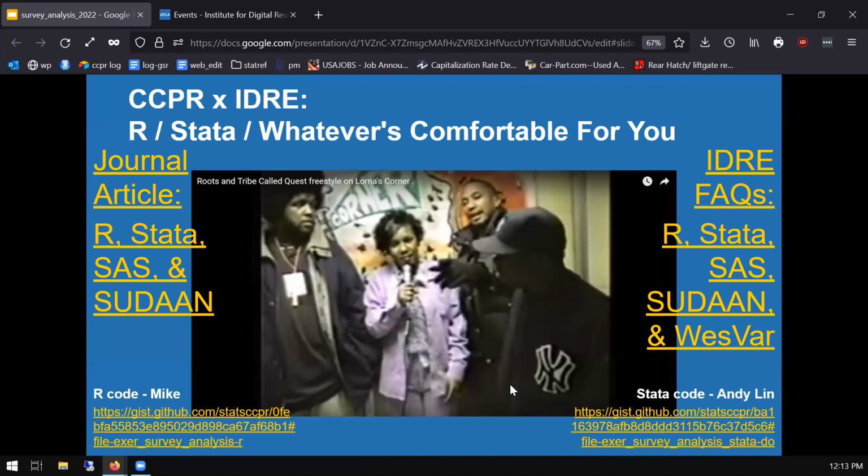For those familiar with the background, on the left you have Questlove from the Roots and on the right the legendary A Tribe Called Quest. I think they rarely perform together, but in this one instance on camera, they did a show together. So it's kind of like whether you want to do survey analysis in R or Stata, your options are open.